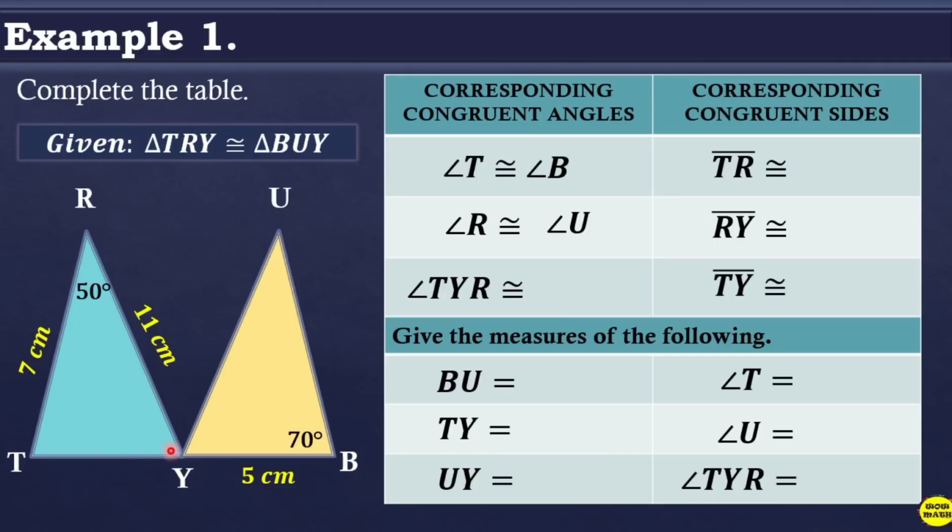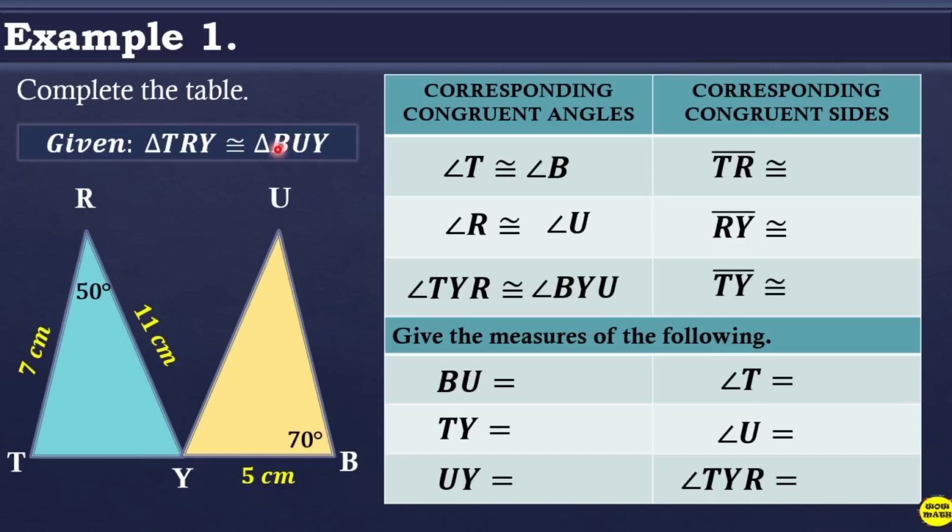For this angle, I'm going to name it angle TYR. When I say angle TYR, this is the angle being referred to. We cannot just say angle Y, because if we say angle Y, there is this one and there is this one. So make it clear. Angle TYR is congruent to angle BYU. Therefore, angle TYR is congruent to angle BYU.